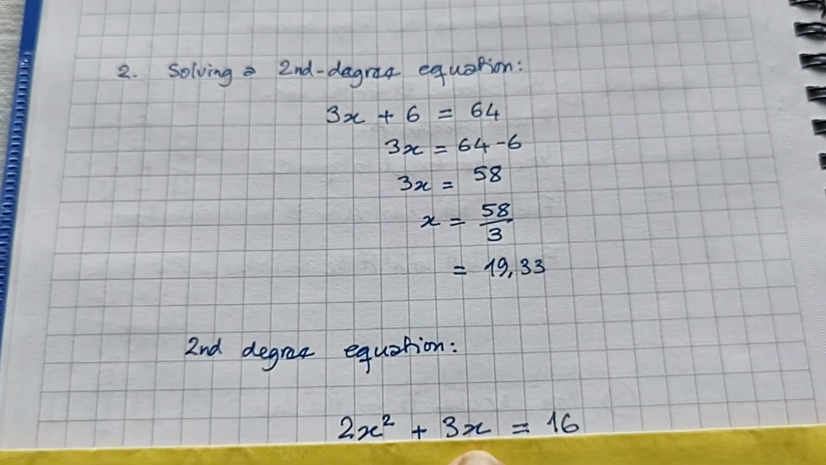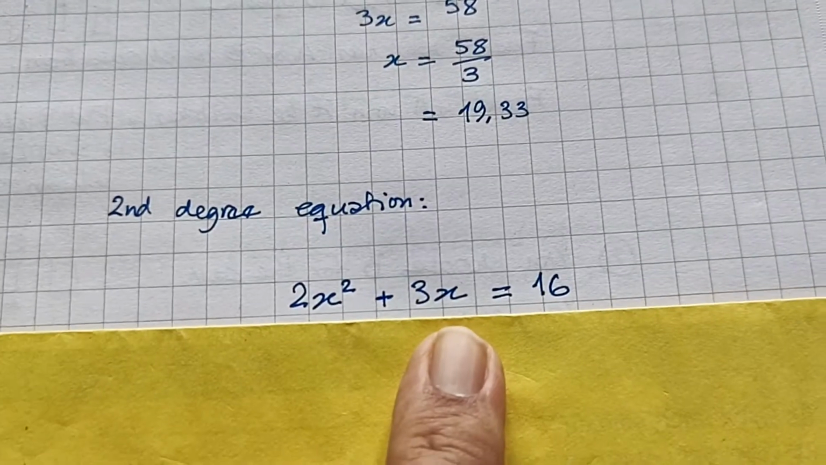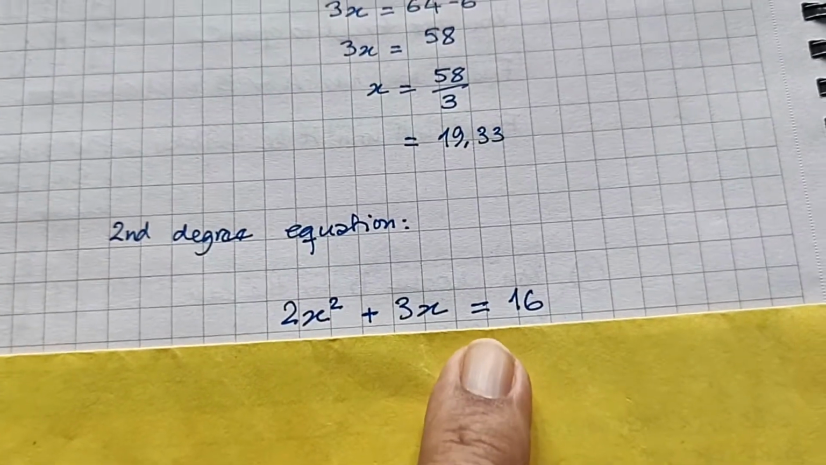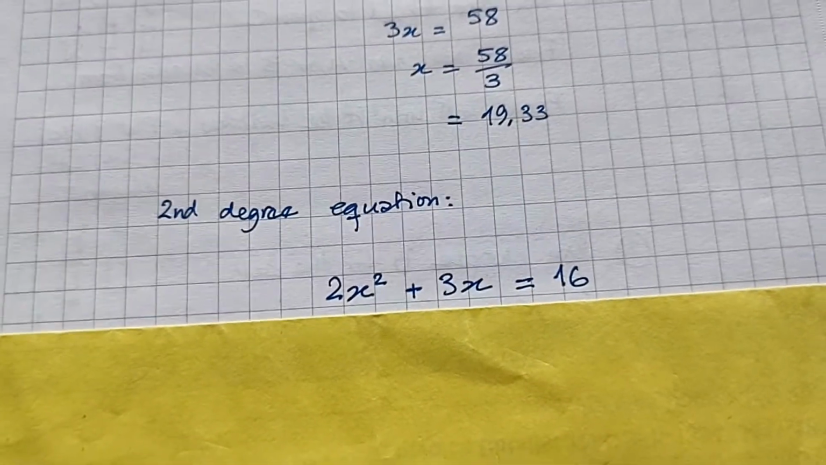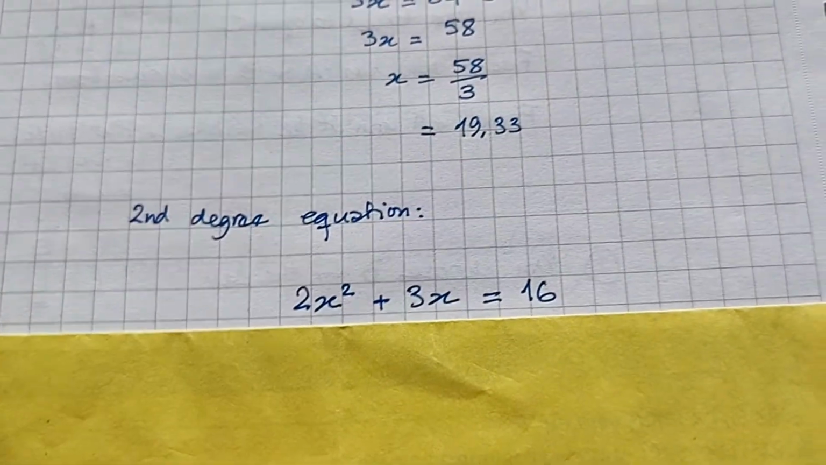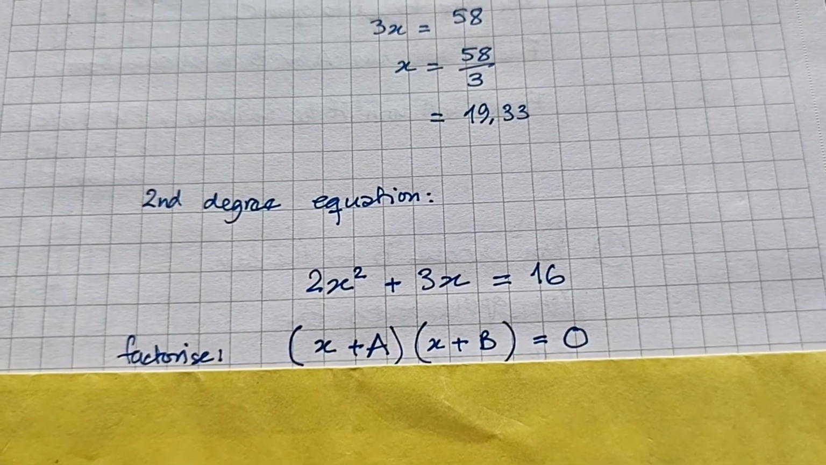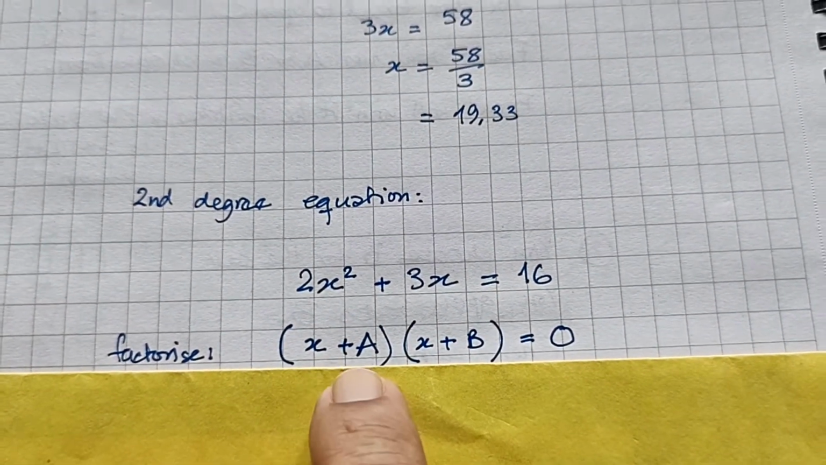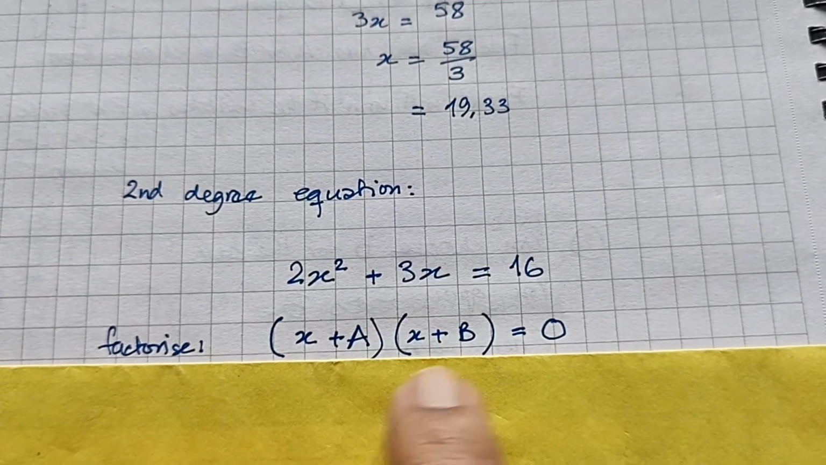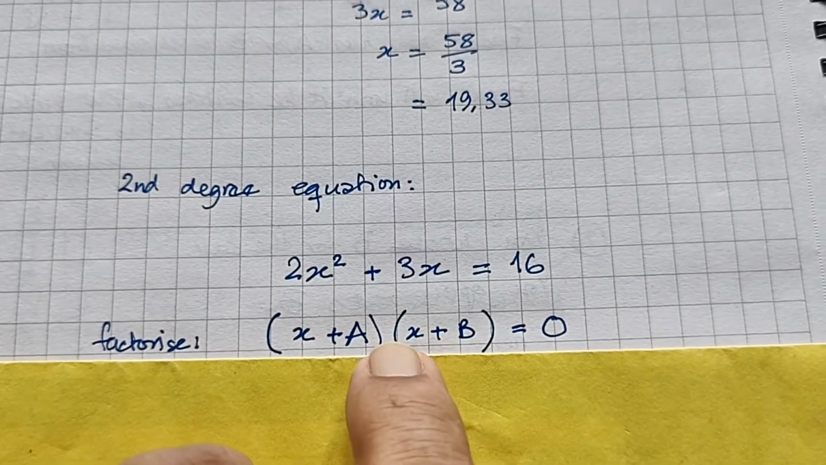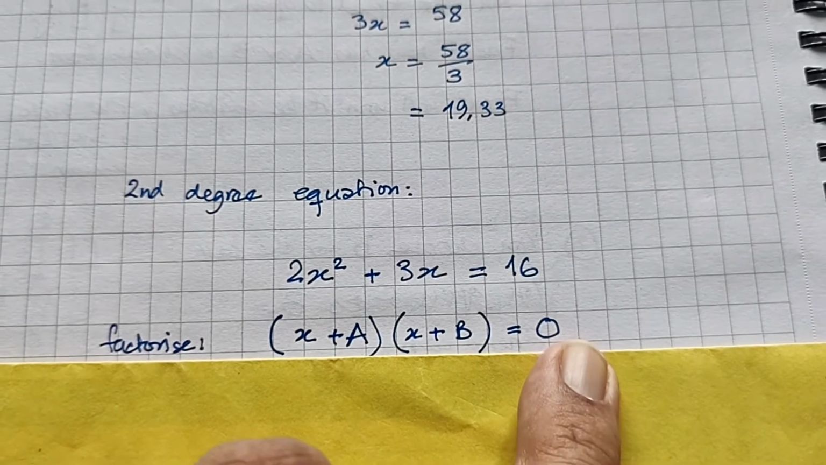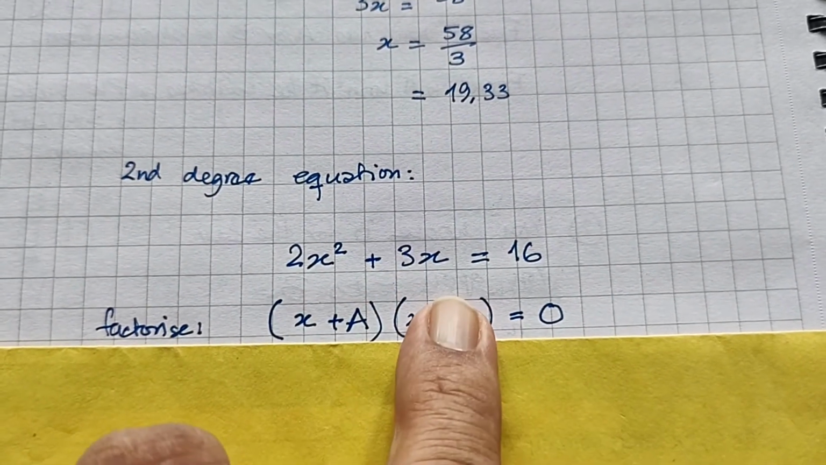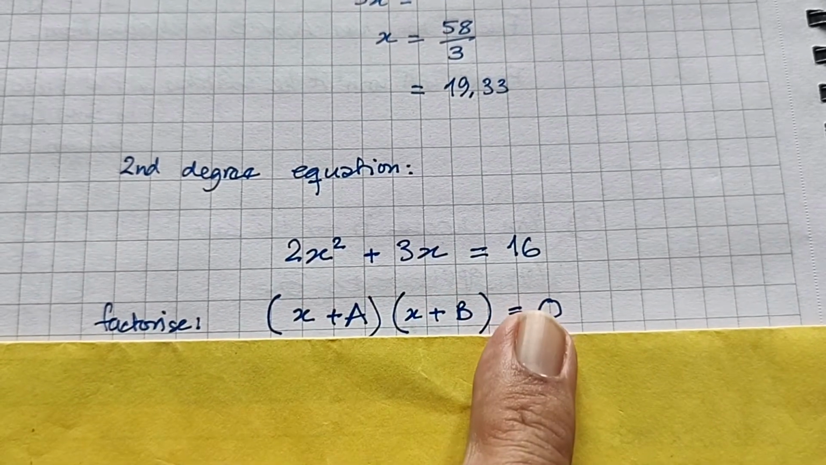So a second degree equation looks something like this. If I say 2x squared plus 3x is equal to 16, how will you solve this? Now you may not remember, but you did learn to solve some of them by factorizing them. So if you took this whole thing and you factorized it and you got x plus a, and x plus b is equal to 0, then you can say either this whole thing is 0 or this whole thing is 0, because 0 into anything is 0.